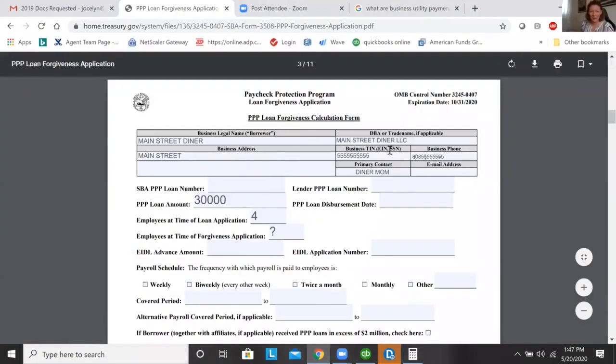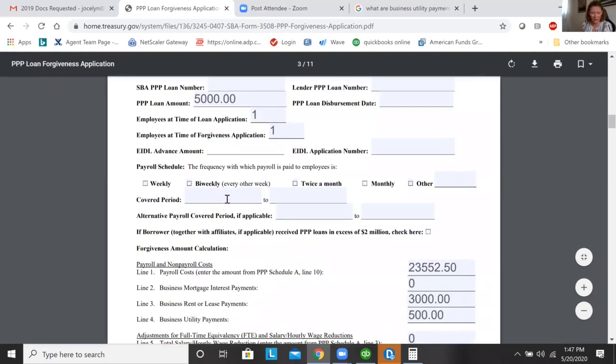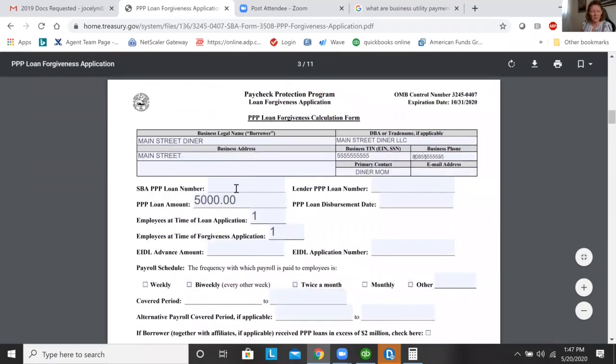So I'm going to share my screen here. We had already started a Main Street Diner application, if you can see that here. But let's say the PPP loan amount is $5,000 instead of $30,000. And you only had, obviously, yourself. There's one. And you had the SBA number.